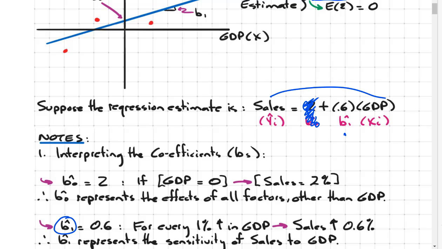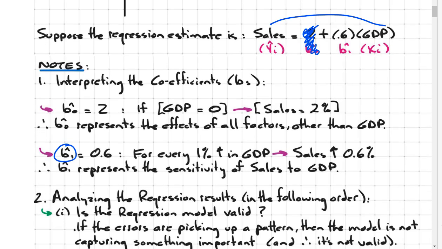The 0.6 tells us what the relationship is between sales growth and GDP growth. So for every 1% increase in GDP growth, sales growth will increase by 0.6%. Therefore, the B1 represents the sensitivity of sales to GDP.